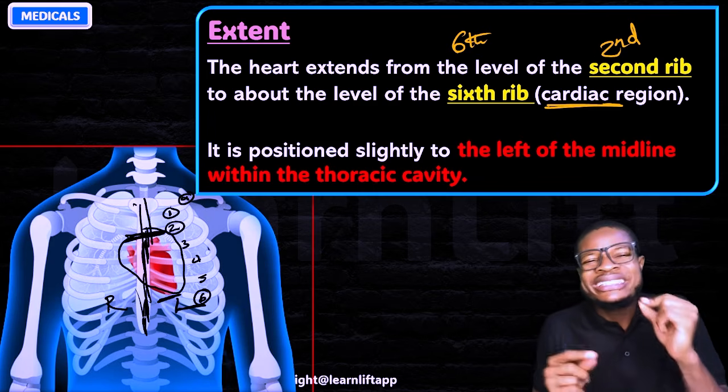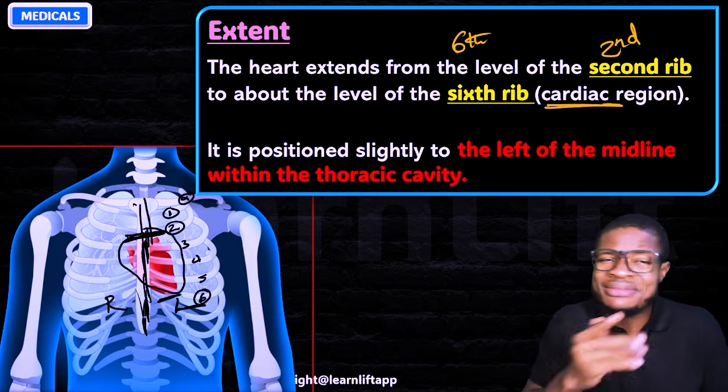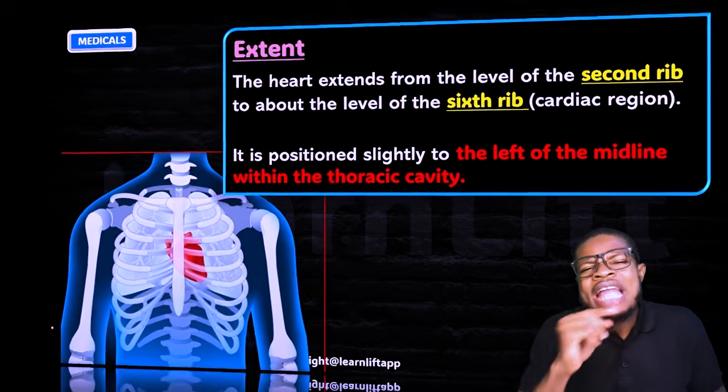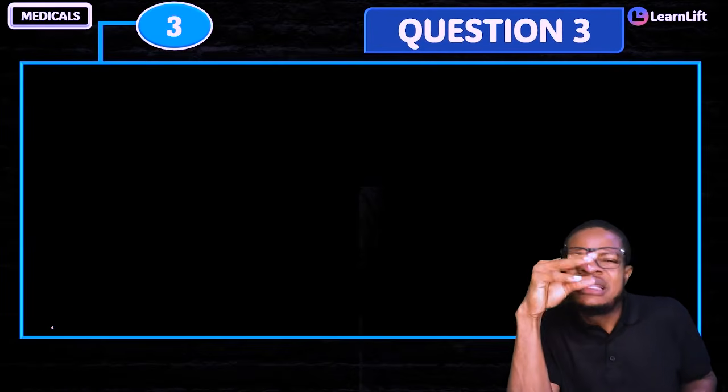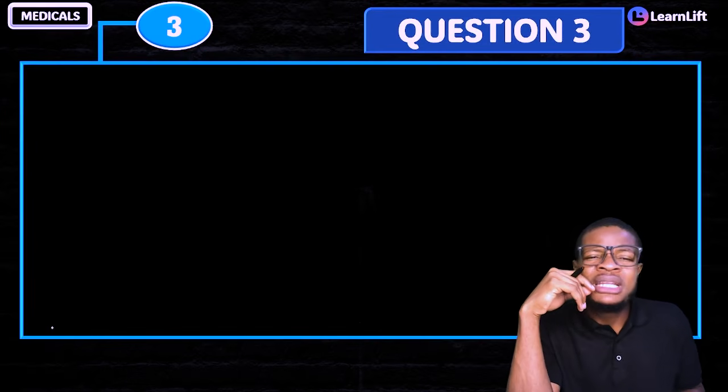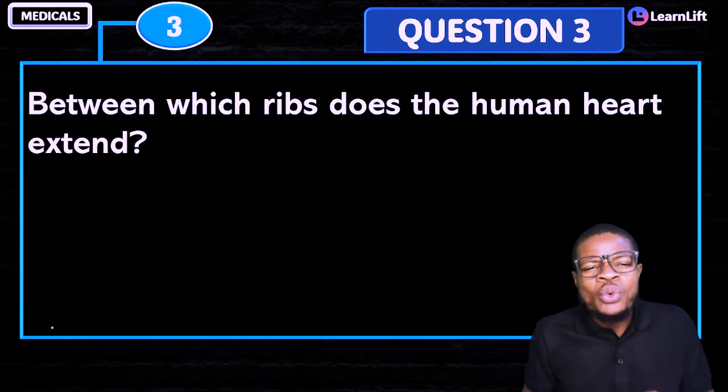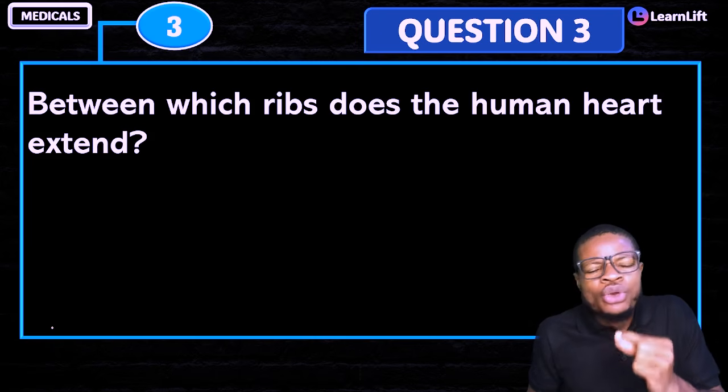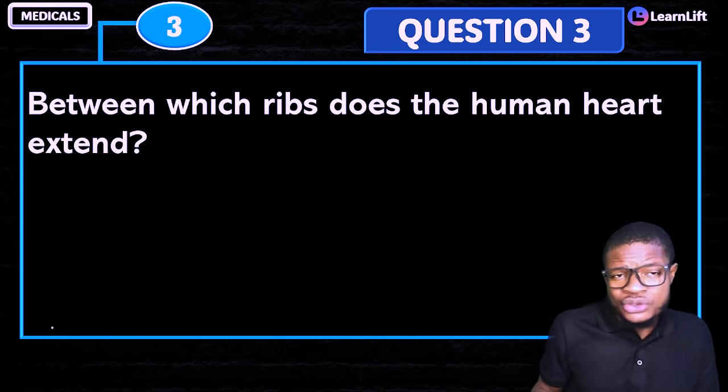Between the second rib and the sixth rib. That's all, you're out of there. Another important thing you must know very quickly is this particular question, because if you fail it, I will not do. The question says, between which ribs does the human heart extend? Of course, you know the answer.